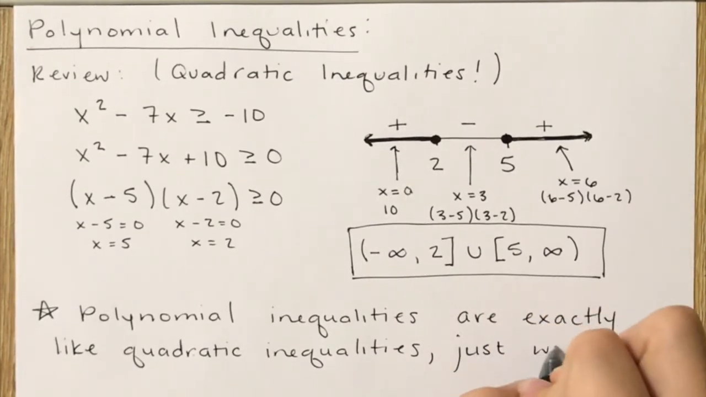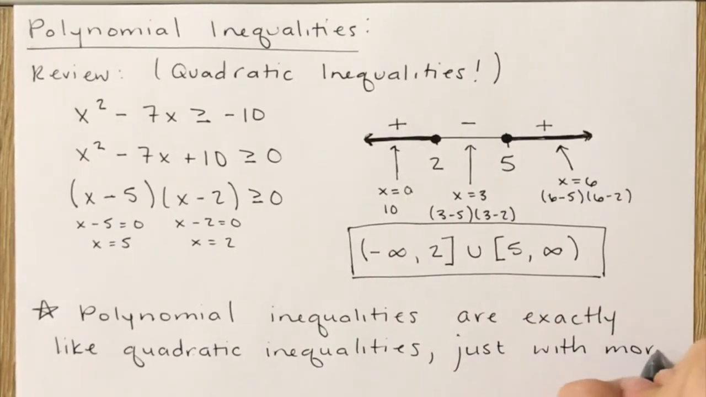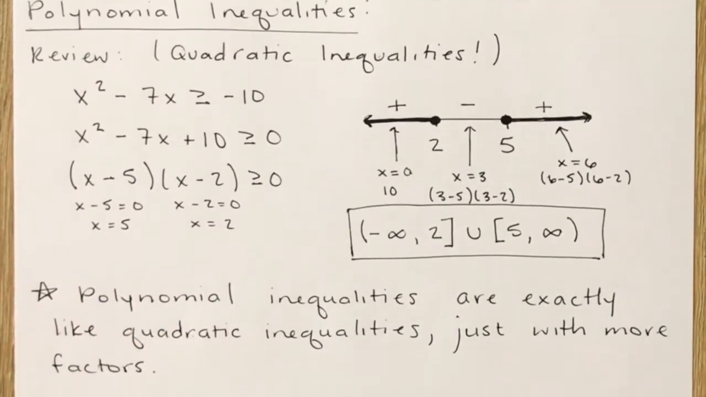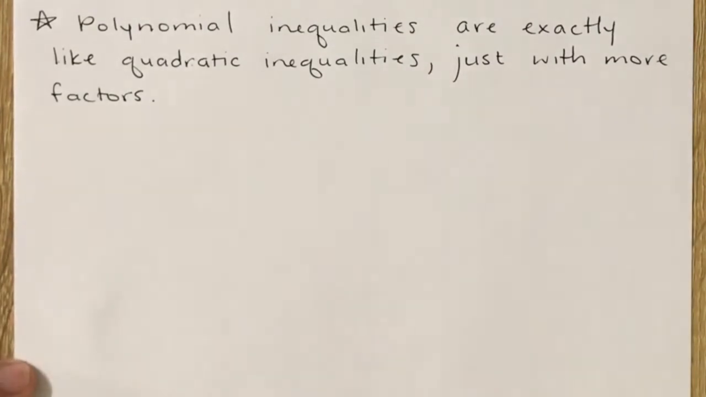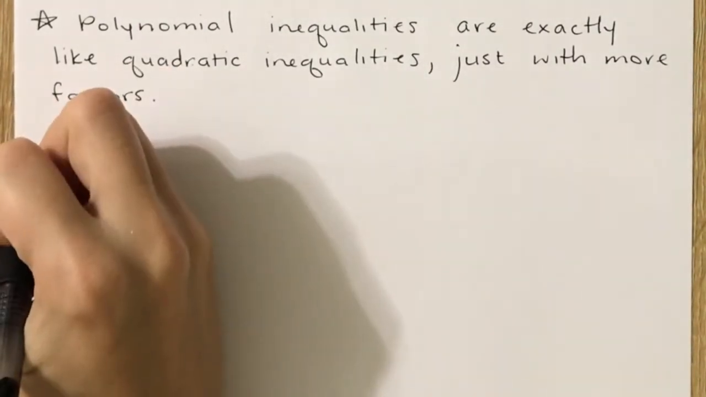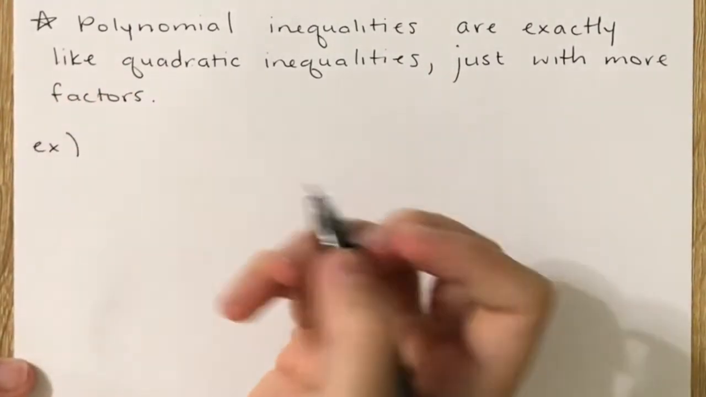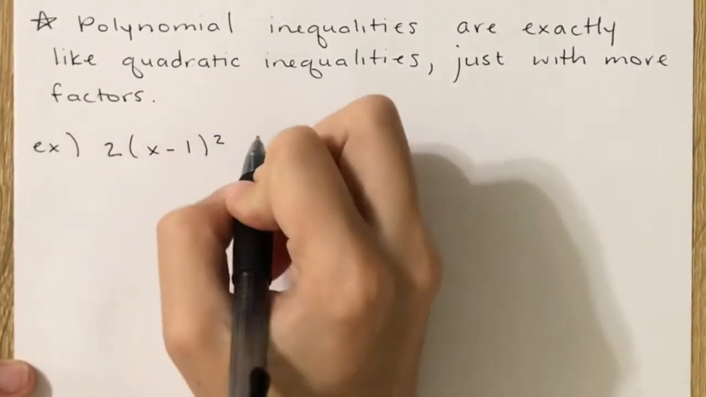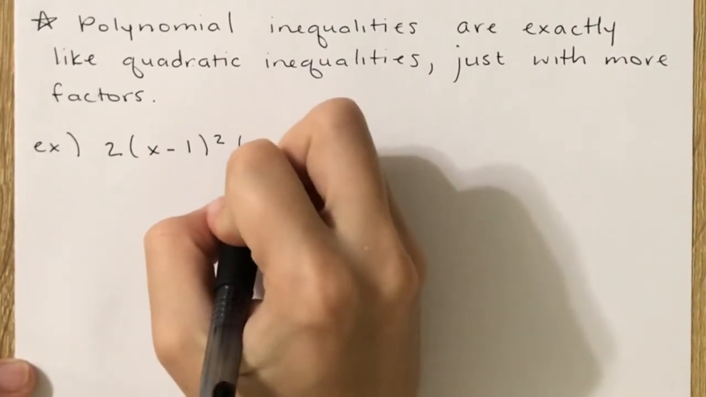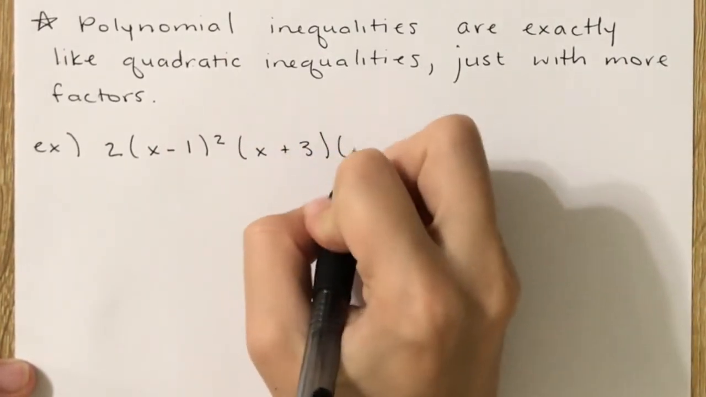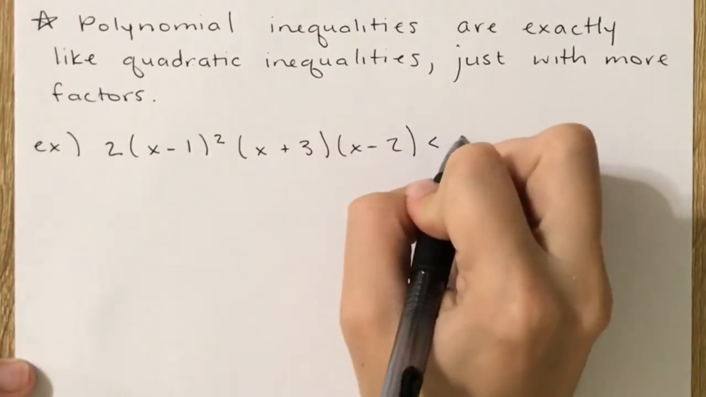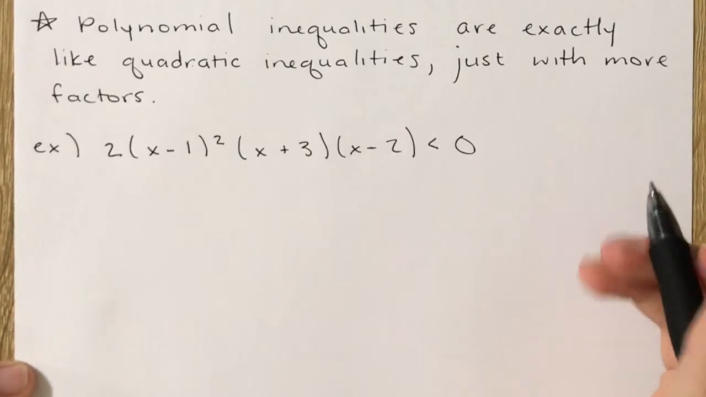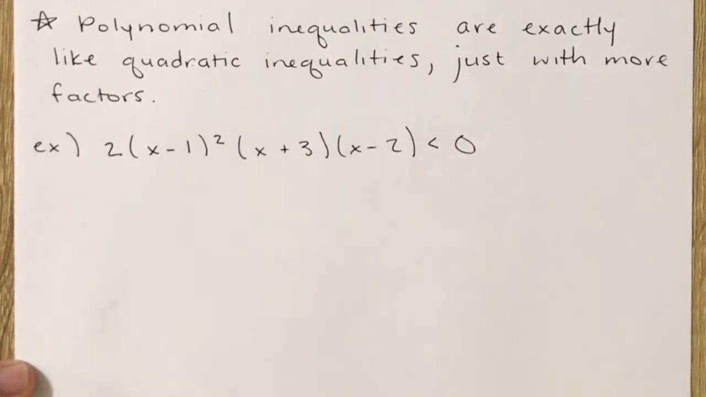Just with more factors. Let's start off with one that's pretty easy. Already factored, all that stuff. Let's say we're given 2 times (x minus 1) squared times (x plus 3) times (x minus 2) is less than 0. Again, we know we're still doing an inequality, so we're going to want to draw our number line.